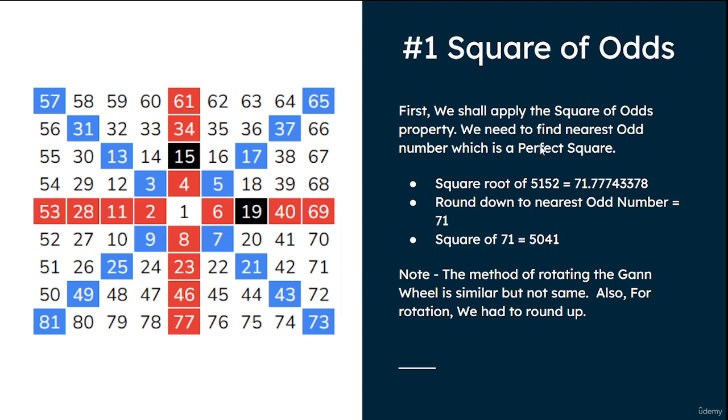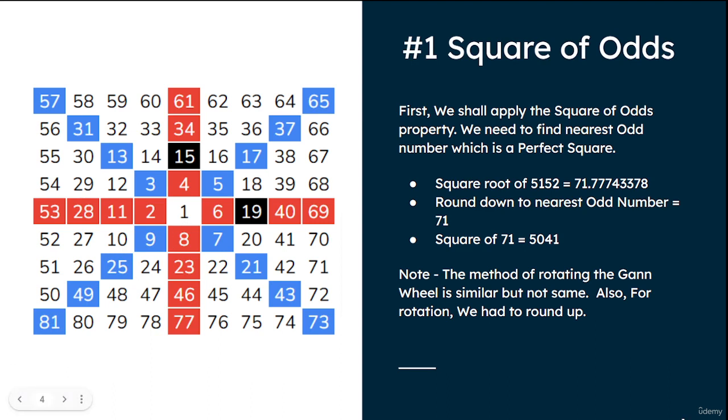All the nearest odd numbers which are perfect squares will lie on the ordinal cross, and they will all be support and resistance. Correct? So the square root of 5152 is 71.77, something like this. If we round down to the nearest odd number and square it, we find the nearest odd number near 5152 is 5041. So 5041 certainly lies on this line, because of 1, 3 squared, 5 squared, 7 squared. This is the property of square of odds in Gann square of 9.